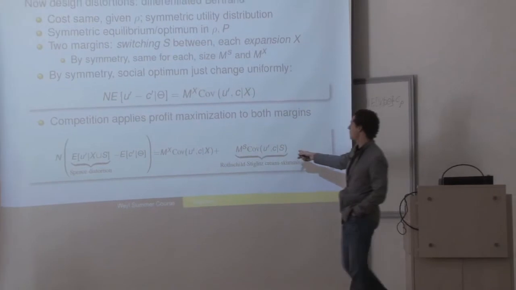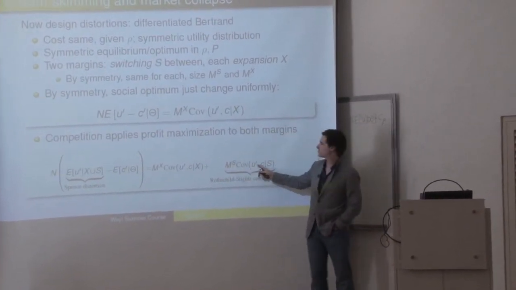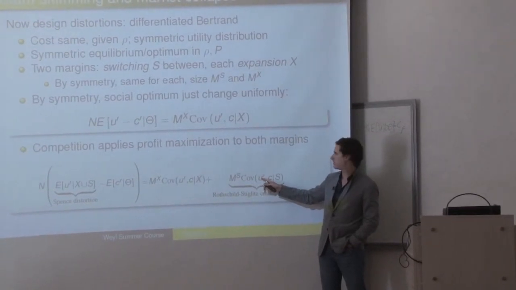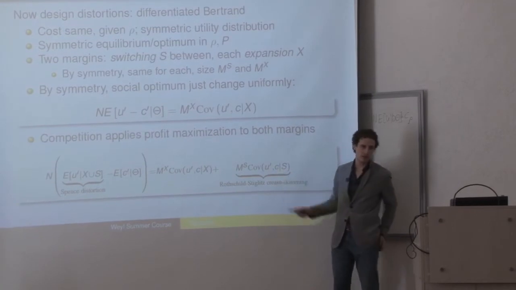But what about this term over here? This is the number of people along the switching margin times the covariance between the marginal utility of people on the switching margin for the product characteristic and the cost of those people.